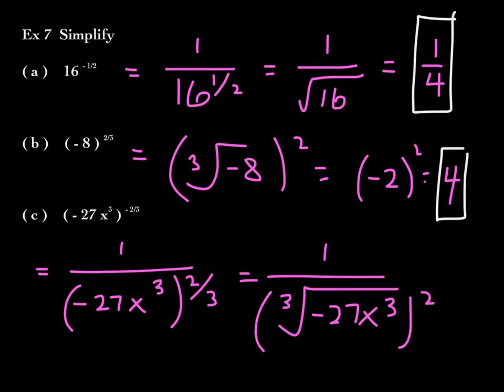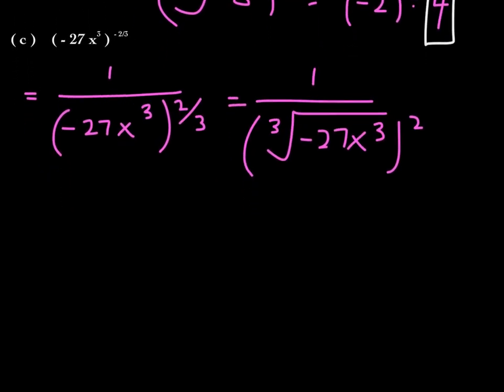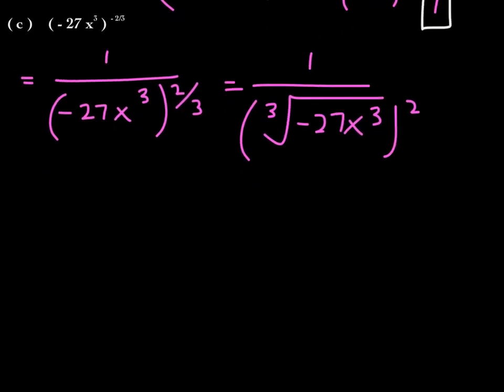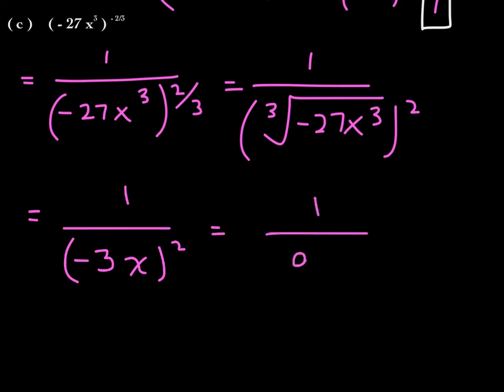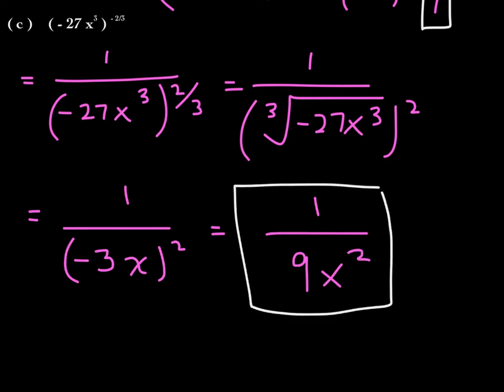All right, let me move the screen up for us. So continuing to simplify would give us, let's see, 1 over. Now the cube root of negative 27 is negative 3. The cube root of x cubed is x. But again, don't forget you have to square this. So your final answer is positive 1 over 9x squared. Okay, that is a 2 right there. All right, I think that made it worse. All right, there we go. So this is your final simplification of that answer.